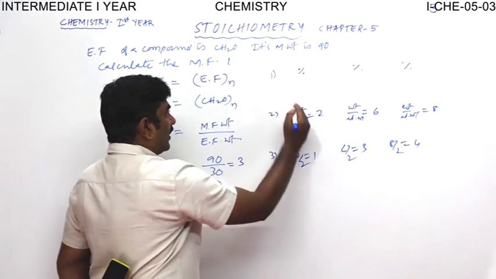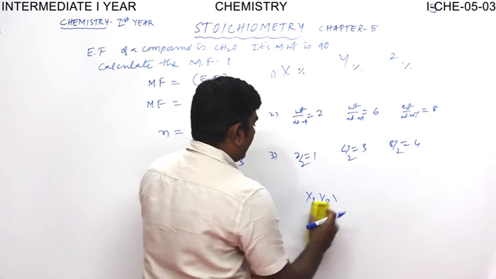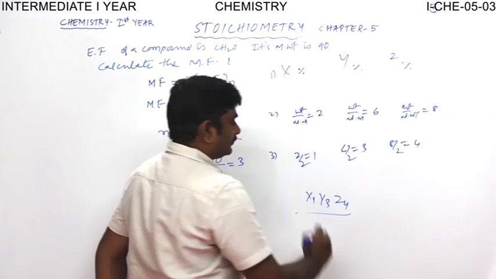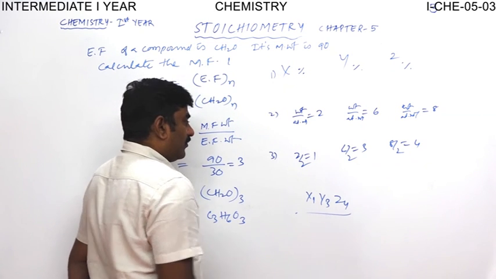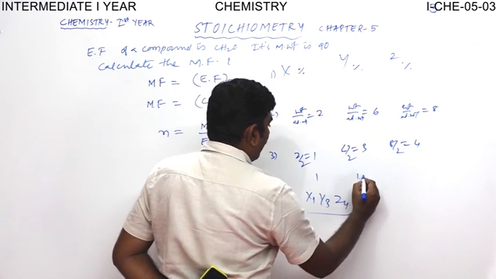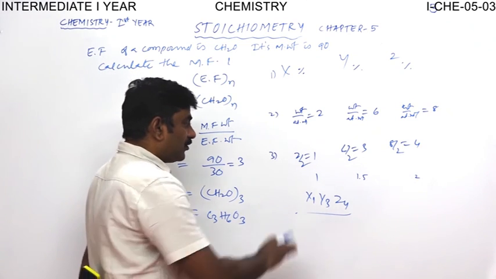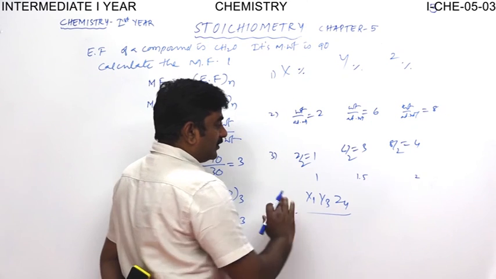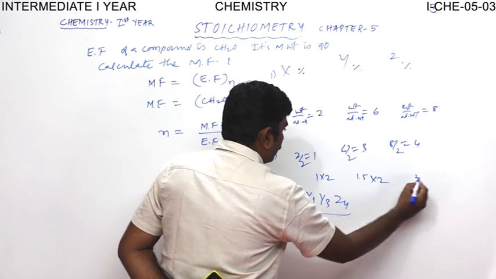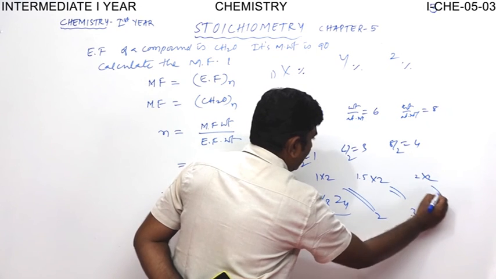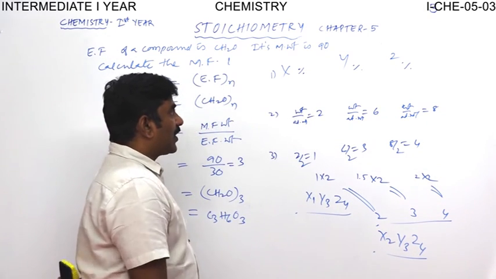So for example, here the atom is X, here Y, here Z. The answer is X1, Y3, and Z4. For example, if you are not getting integers like 1, 3, 4, but you get 1, 1.5, 2, what you have to do? You have to convert into whole numbers. For that, multiply these values by a suitable integer. For example, taking 2, the answers are 2, 3, and 4. So in this case, the answer is X2, Y3, Z4. We will do a problem in the next session.